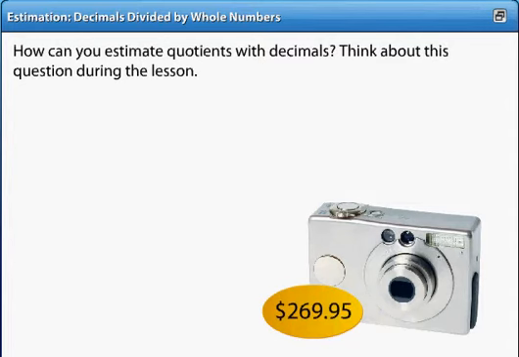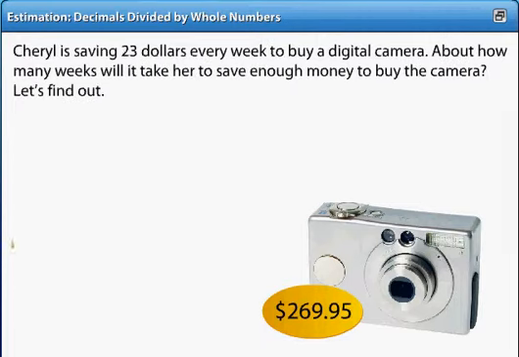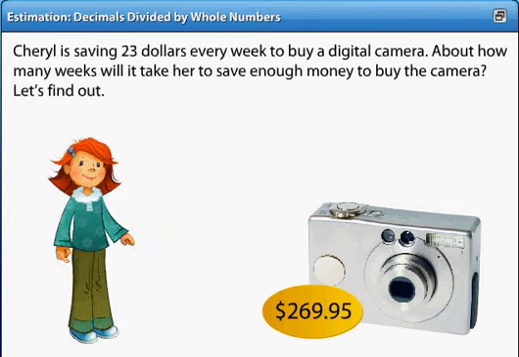How can you estimate quotients with decimals? Think about this question during the lesson. Cheryl is saving $23 every week to buy a digital camera. About how many weeks will it take her to save enough money to buy the camera? Let's find out.